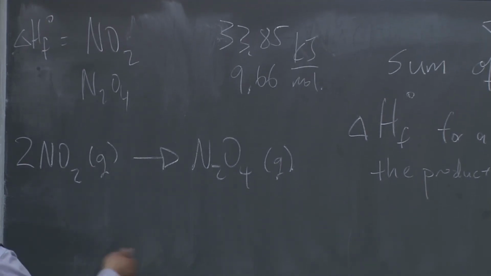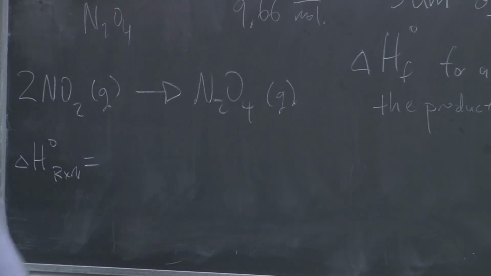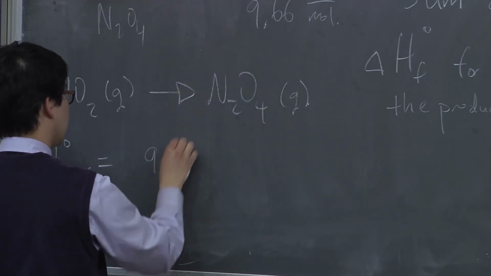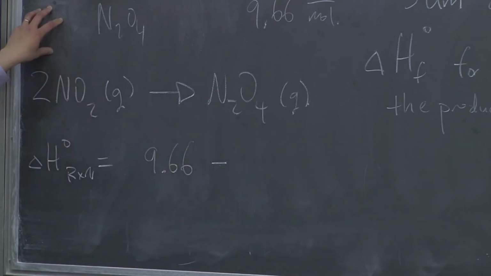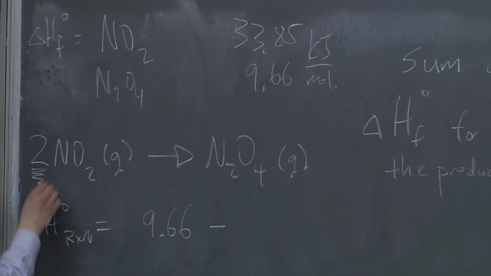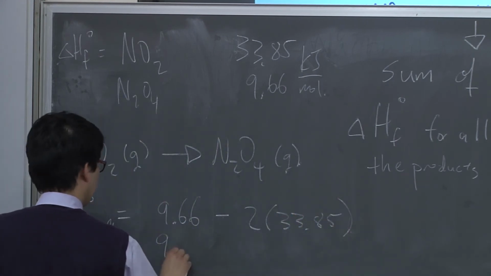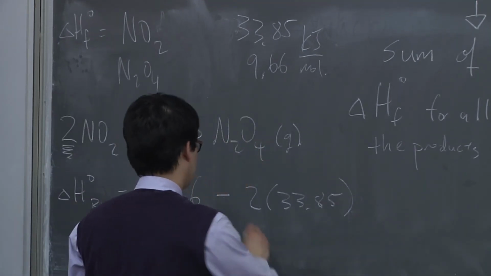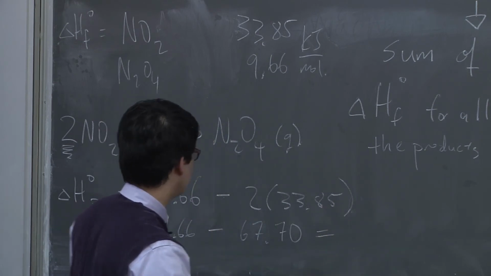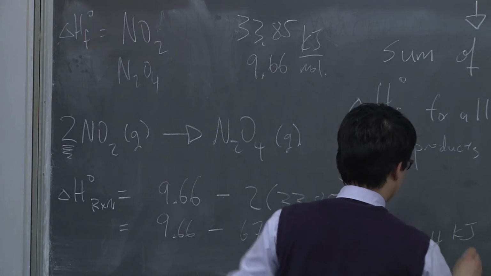So what's the calculation? The calculation is delta H naught of the whole reaction equals delta H naught, the sum of the products, right? So it's going to be 1 times N2O4, which is 9.66, minus the sum of the reactants. Now in this case, what's the sum of the reactants? It's 2 times 33.85 because of this 2 here. And so it's going to be 9.66 minus 67.70, right? And that's going to give me negative 58.04. These are all in kilojoules per mole.